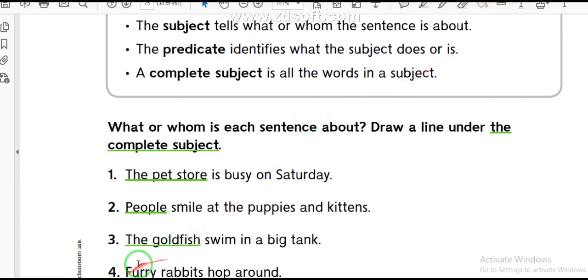Number 4. Furry rabbits hop around. Who hops? Who jumps? Hops means jumps. The furry rabbits hop. Who hops? The rabbit only? Or the furry rabbits? Furry rabbit means that they have fur, hair. So furry rabbits, all of this here, the green, is the complete subject, right?